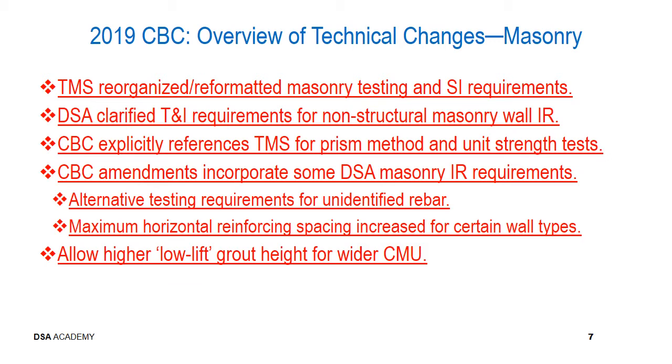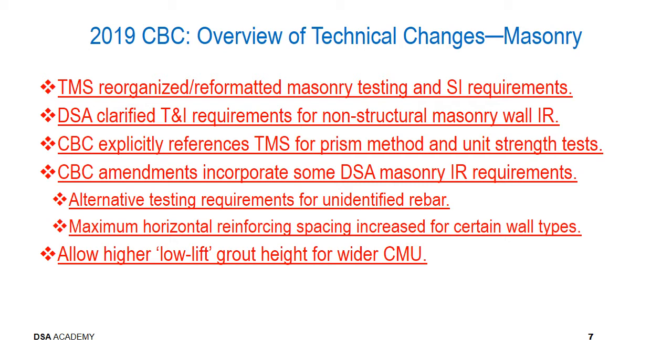Continuing on with some of the masonry changes, overall the TMS was reorganized and reformatted with respect to the masonry testing and special inspection requirements. DSA clarified the T&I requirements for non-structural masonry for the non-structural masonry wall IR, and now the CBC explicitly references the TMS for the prism testing method as well as the unit strength tests for masonry.